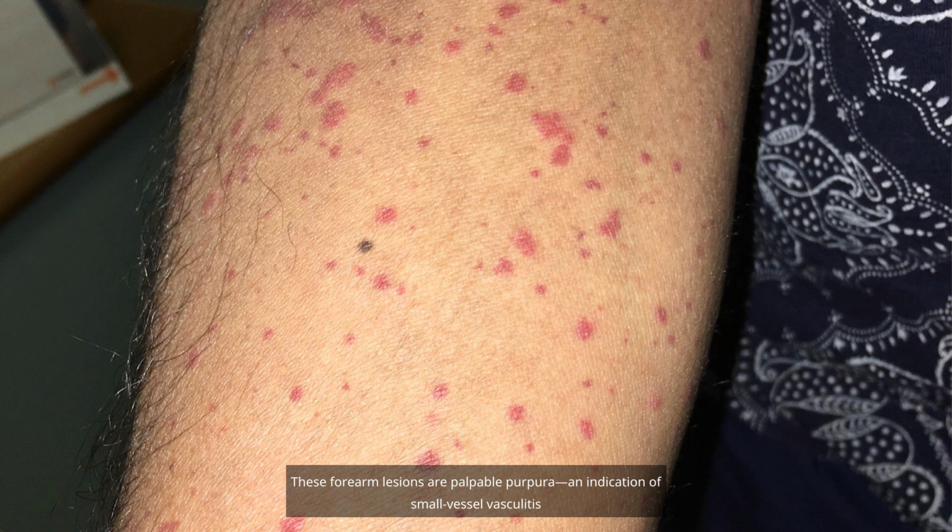These forearm lesions are palpable purpura, an indication of small vessel vasculitis, seen in lupus, rheumatoid arthritis, ANCA-associated vasculitis, or cryoglobulinemia. These lesions result from immune complex deposition in postcapillary venules. They may begin as red macules and evolve into purpura, ulcers, or necrosis if untreated.